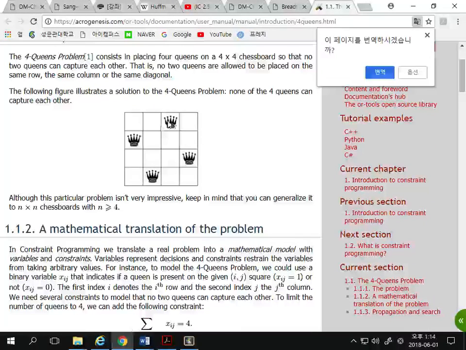Arrange these queens so that she cannot see other queens on vertical and horizontal. So this is a way that you arrange 4 queens in a 4x4 chessboard.